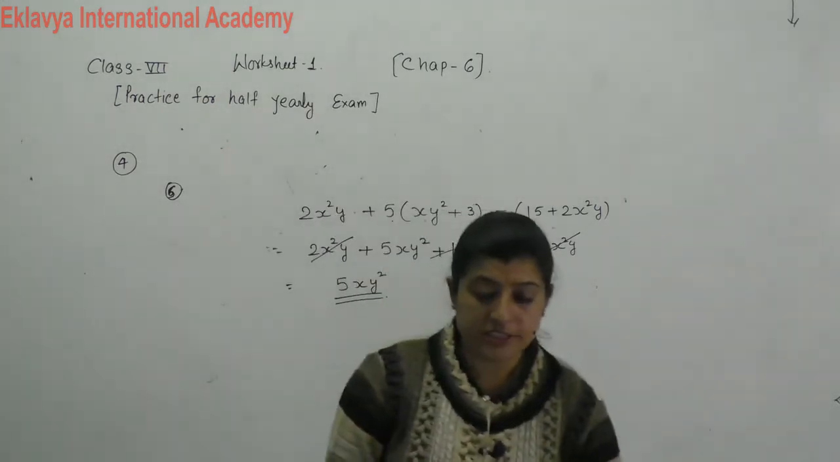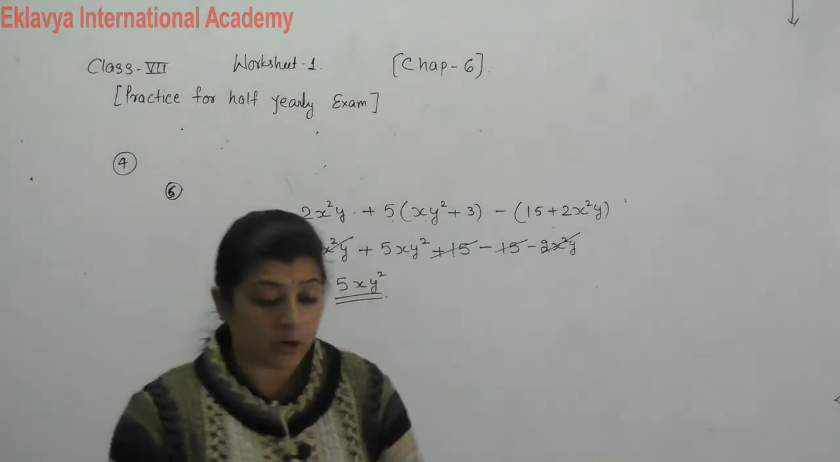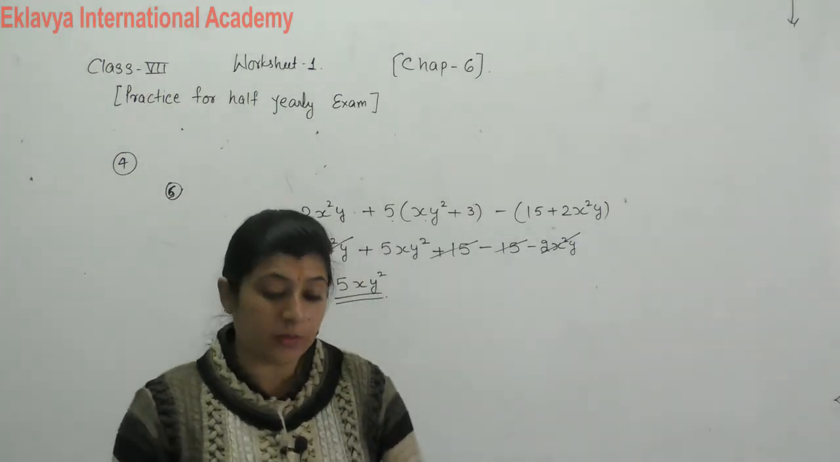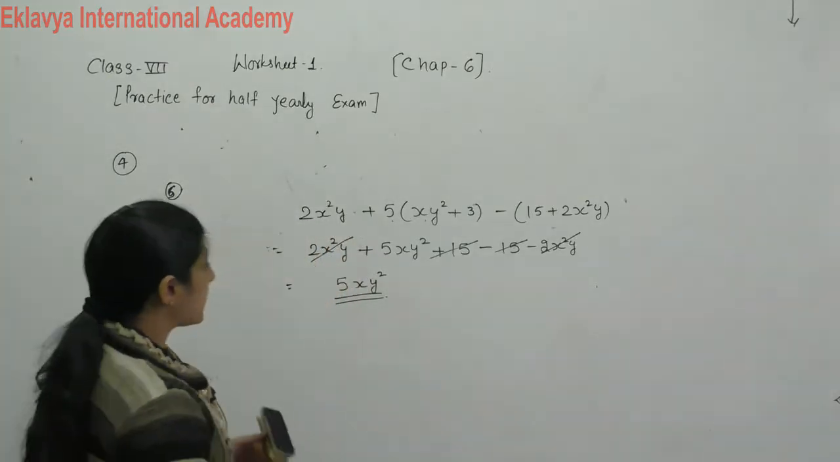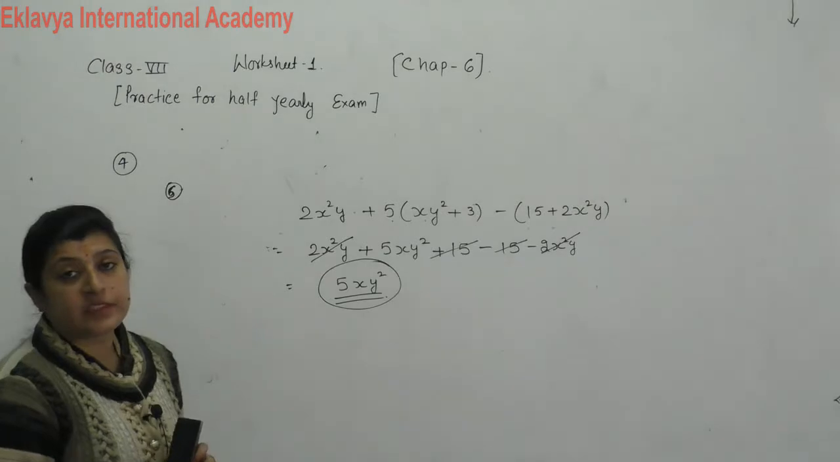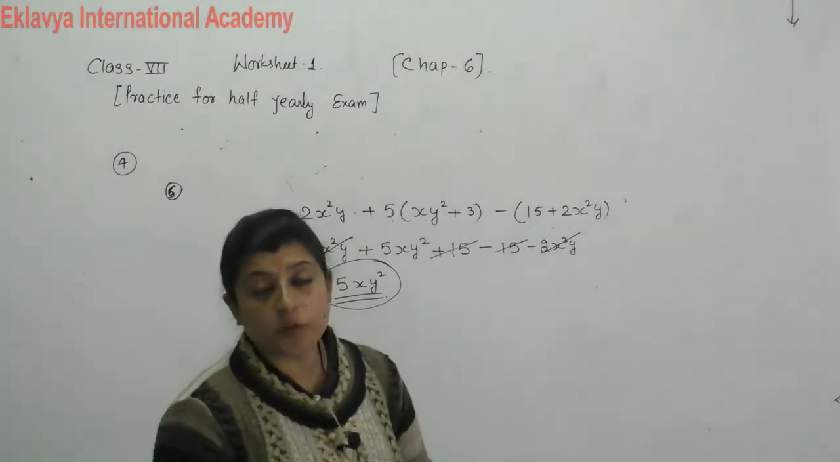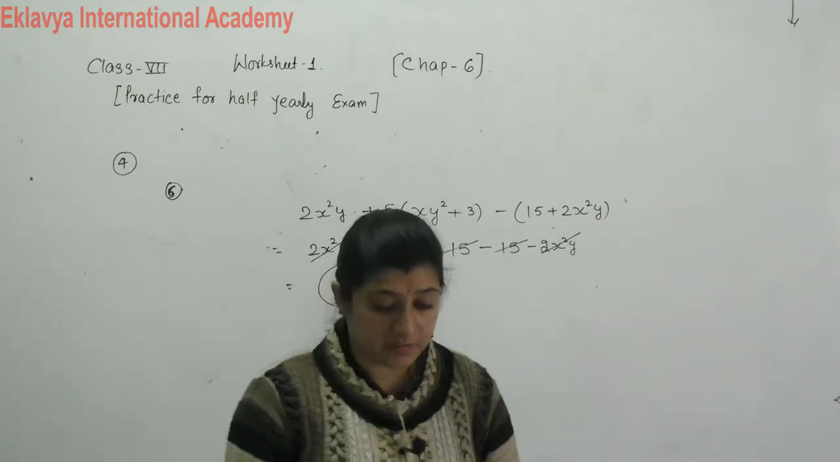So now check your options. Monomial means one term, binomial means two terms, trinomial means three terms, and this algebraic expression shows only one term. That's why it is a monomial. It means our option A is correct.